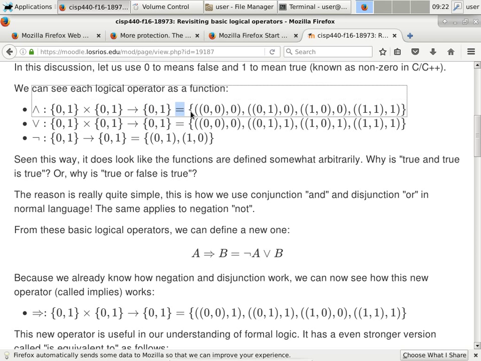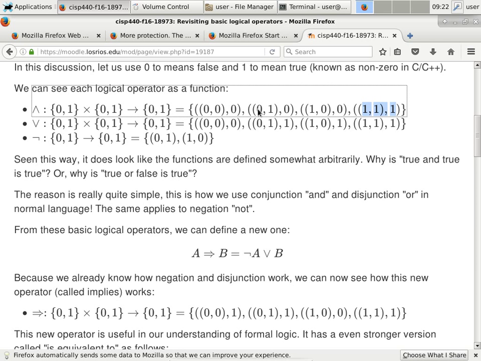And the rest here, if you see this equal sign, it means that this is the exact definition of the function. What it means is 0 and 0 is a 0, 0 and 1 is a 0, 1 and 0 is a 0, and 1 and 1 is the only case where you end up with a 1. So that's how you read a function that we normally know as a logical operator.